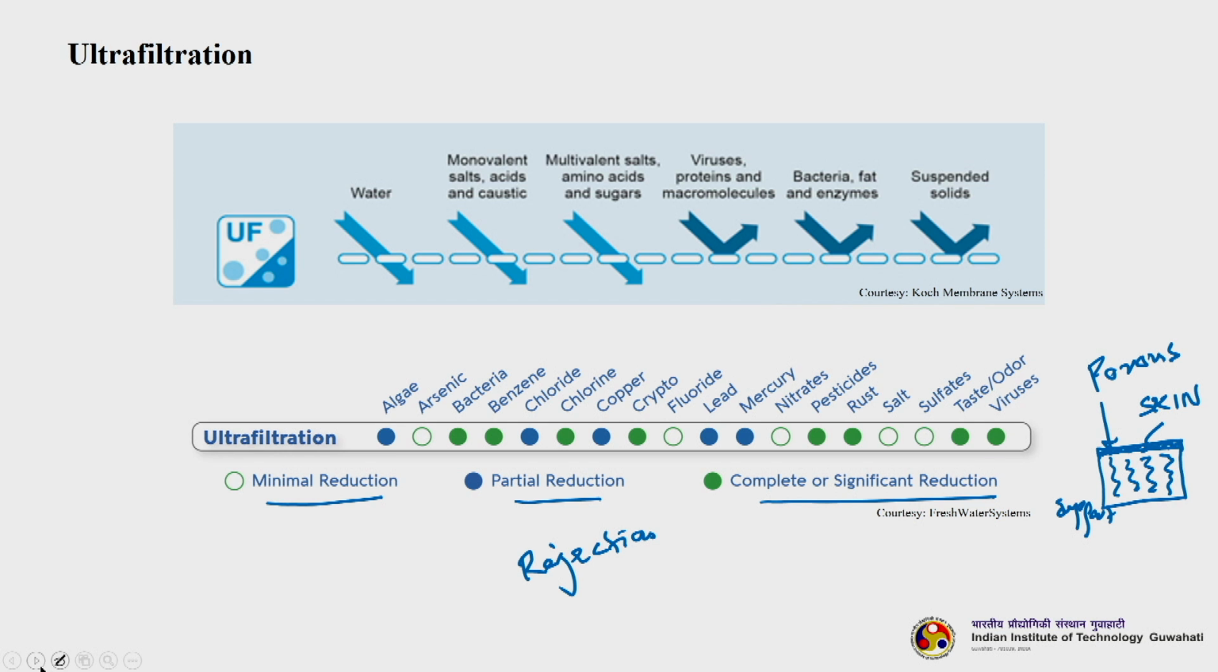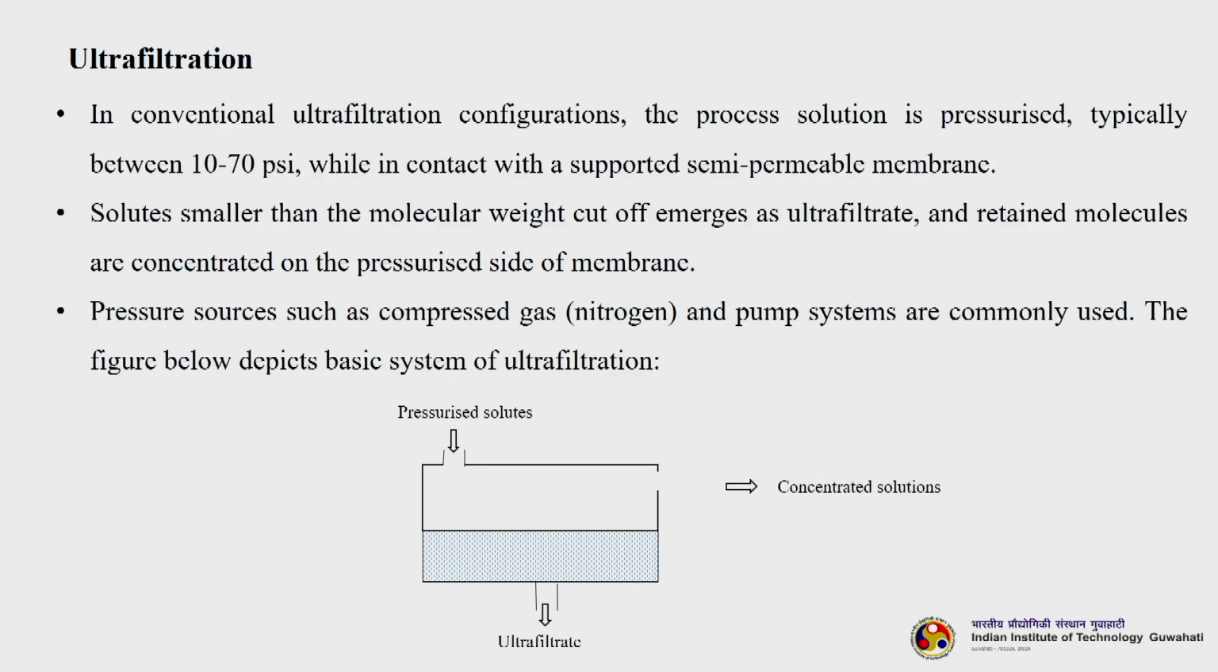So, this particular slide helps us understand what type of rejections can be achieved for what type of solutes using ultrafiltration membranes. In conventional ultrafiltration configurations, the process solution is usually pressurized, typically between 10 to 70 psi, against a supported semipermeable membrane. Solutes smaller than the molecular weight cutoff of the membrane will emerge as the ultrafiltrate. Retained molecules are concentrated on the pressurized side of the membrane.